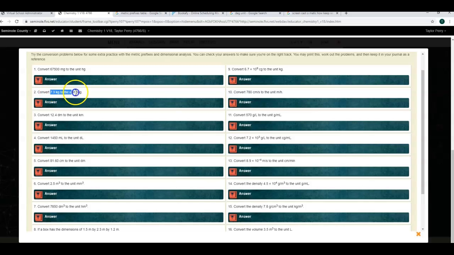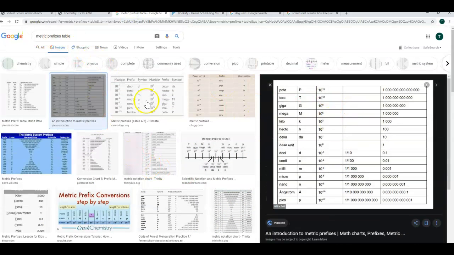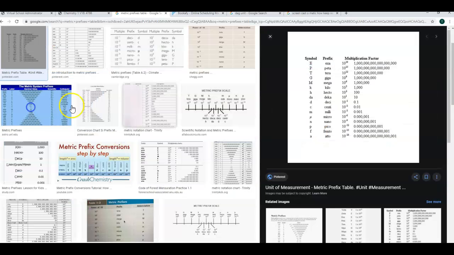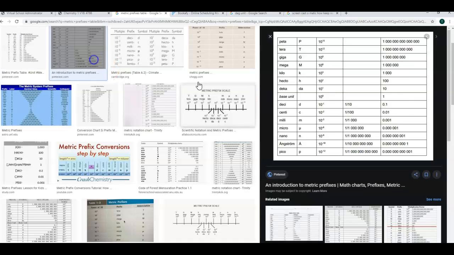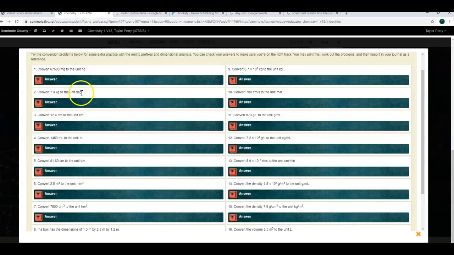The first thing that you should always have when you're doing these problems, and you're totally allowed to have it, is a metric prefix table. I just Googled metric prefixes table, and obviously you're going to need a bunch. I just chose this one because I think it looked nice. These are all fine, right? This is the same information as here. I just like the way this one's arranged. So, kilograms to decagrams.